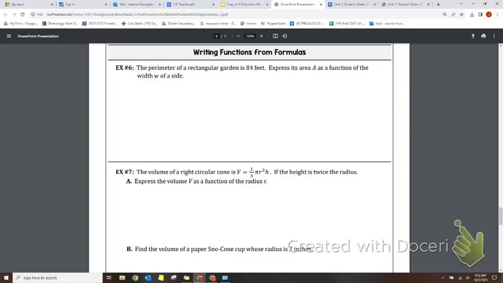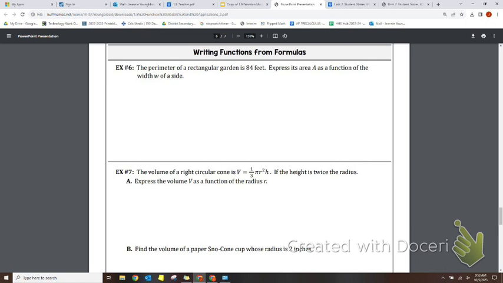Right, so 9C is still function models and applications. Now we're going to be writing functions from formulas. Example 6 says the perimeter of a rectangle garden is 84 feet. Express the area as a function of the width W of the side.